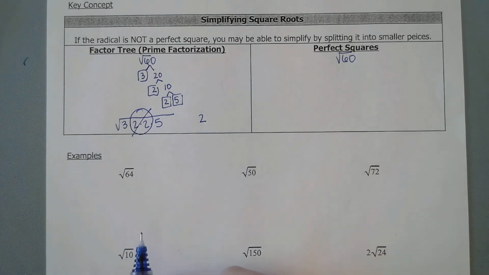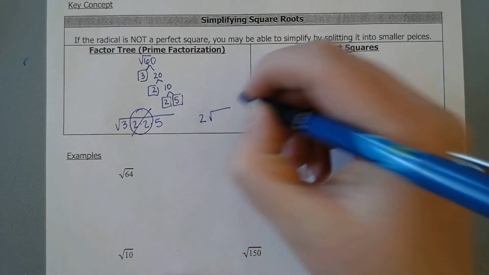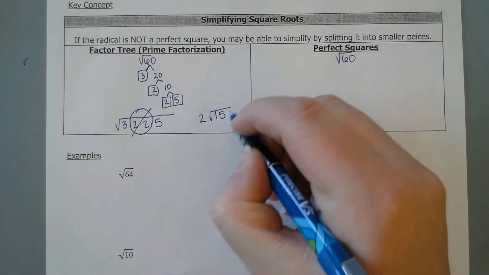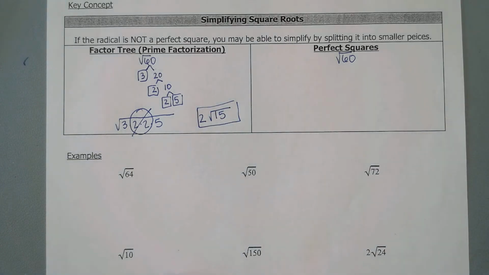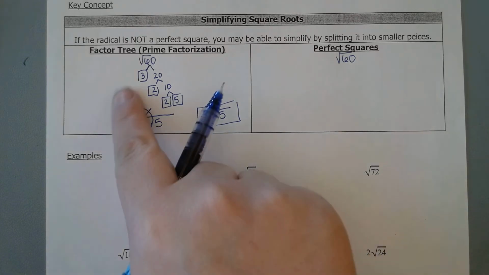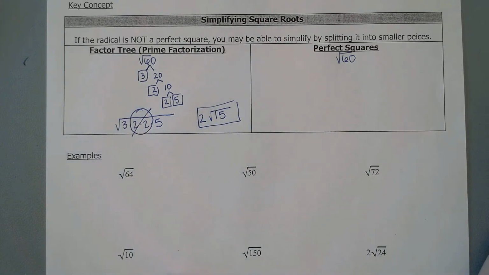They don't pair up with anything, nothing happens. Well, we're just going to multiply them back together and leave them underneath the square root. My answer is 2 root 15. I can do this with any number, as long as it's not prime.